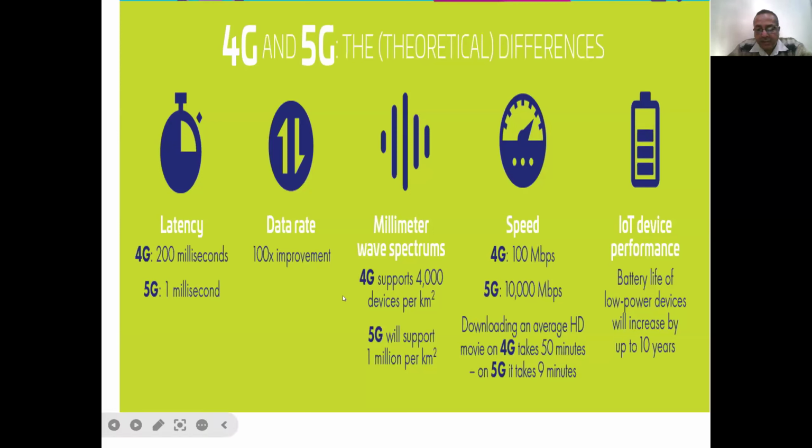Then 4G supports 4,000 devices per square kilometer. In one area, in a 1 kilometer area, 4G supports 4,000 devices, whereas 5G supports 1 million devices in that same area, right?